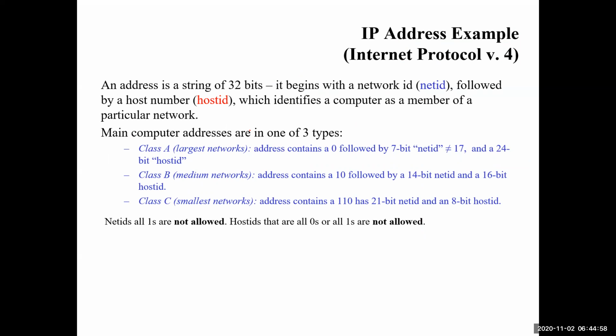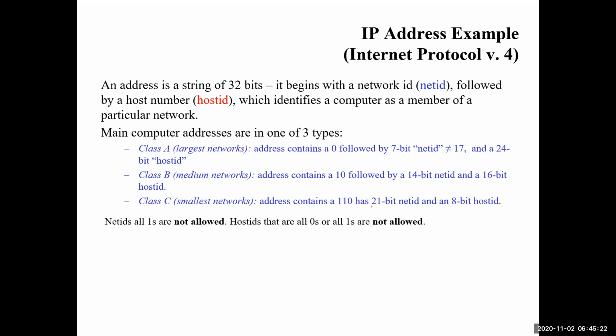So whenever a computer has an IP address, the IP address is divided as class A, class B, class C based on the bits. How many bits are for net ID? How many are for host ID? So 7 bits for net ID is class A, 14 bits for net ID is class B, and 21 bits for net ID is class C.